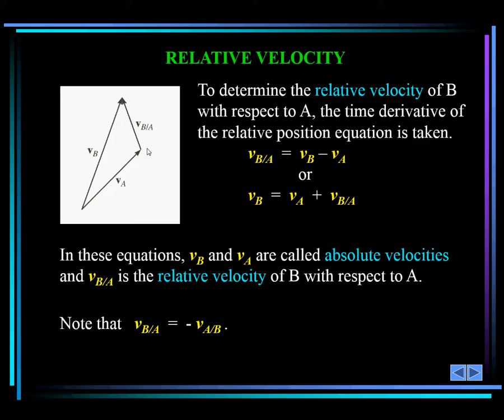Velocity v_A and velocity v_B are called absolute velocities, and velocity of B with respect to A is called the relative velocity. In this case, the velocity of B with respect to A is v_B minus v_A. But the velocity of A with respect to B would be the same with the inverted sign, because this would be velocity of A minus velocity of B. So if B with respect to A was in this direction, minus B with respect to A would be in the opposite.